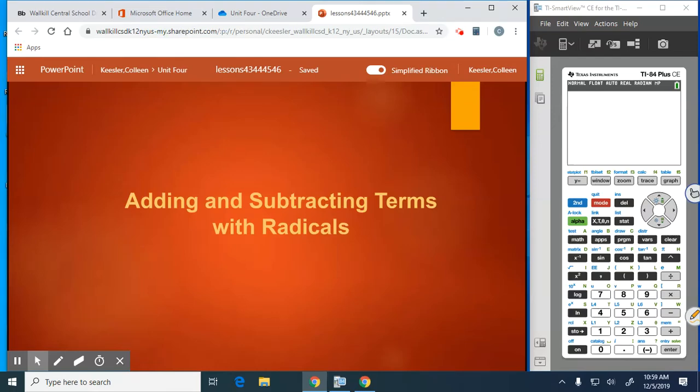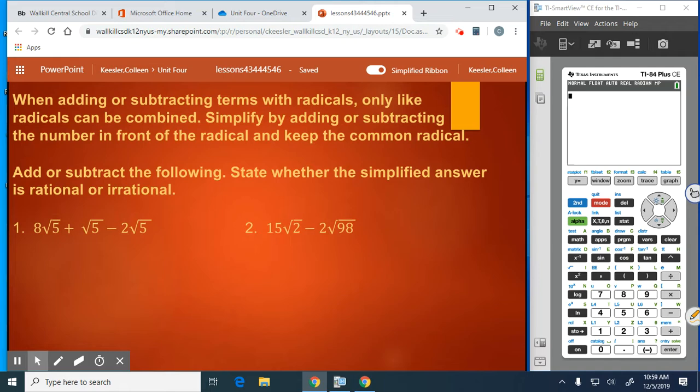Hey gang, today we're adding and subtracting terms with radicals. When adding or subtracting terms with radicals, only like radicals can be combined. Simplify by adding or subtracting the numbers in front of the radical and keep the common radical. Add or subtract the following and state whether the simplified answer is rational or irrational.